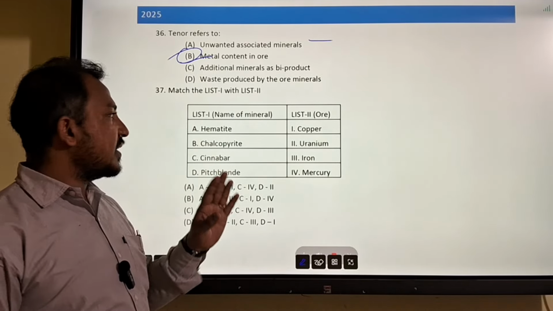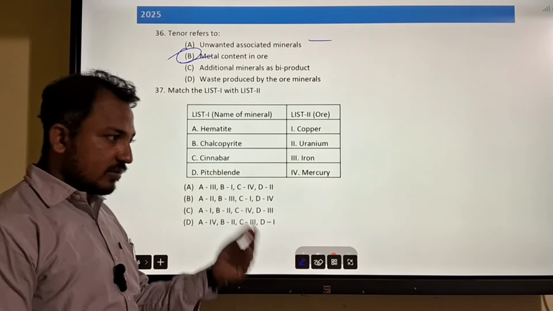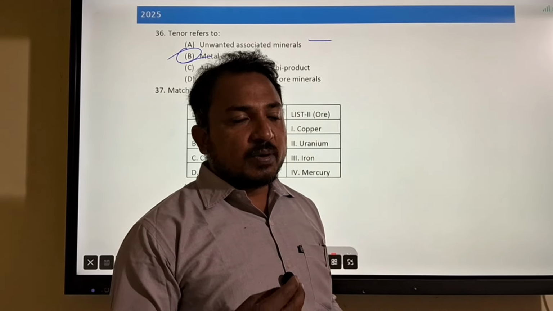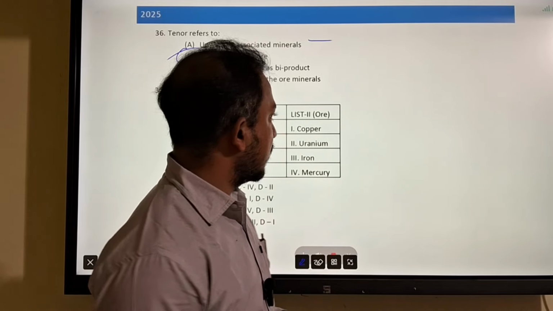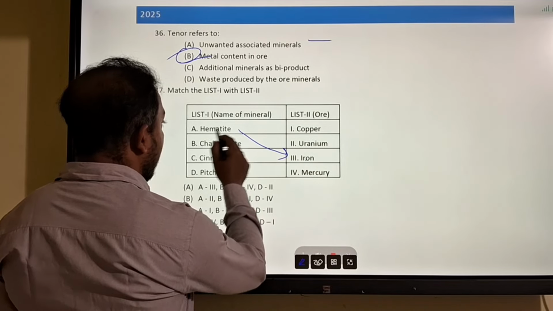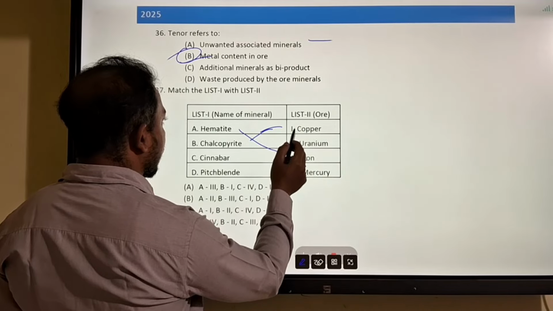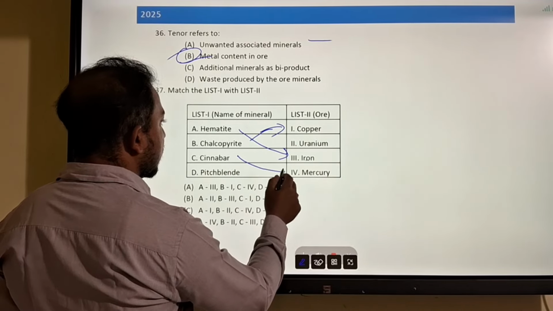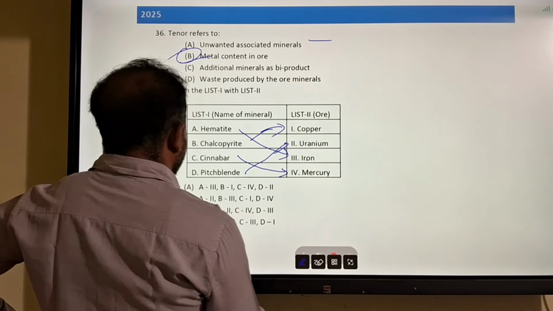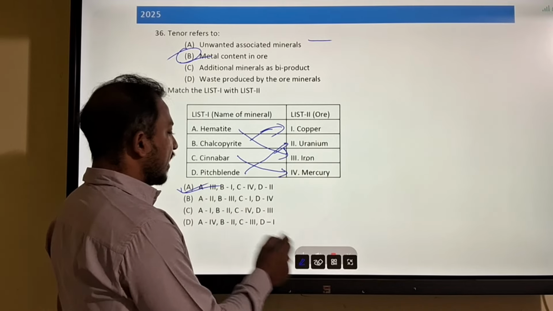The next question is a table match question where we have different minerals and their ores. It is also very important. You just have to remember the ore minerals of the particular elements. Suppose here you have iron, it has the ore hematite. Then chalcopyrite, it is copper. Then cinnabar we discussed, it is mercury. Pitchblende, it is uranium. So hematite is third, and there is only one such option. It will be very easy. That is option A, which will be correct.